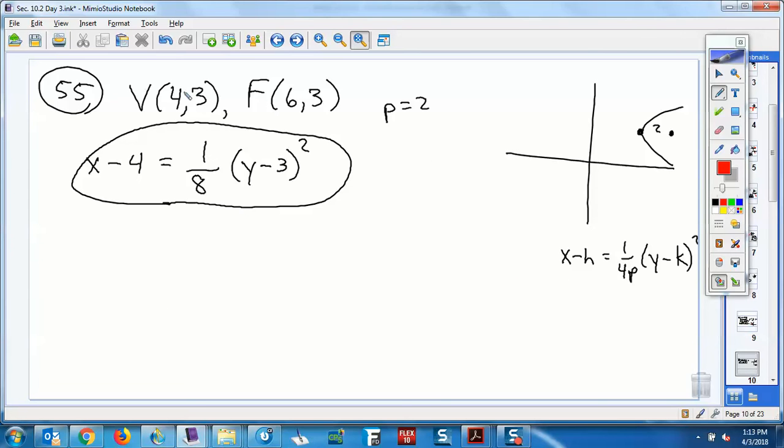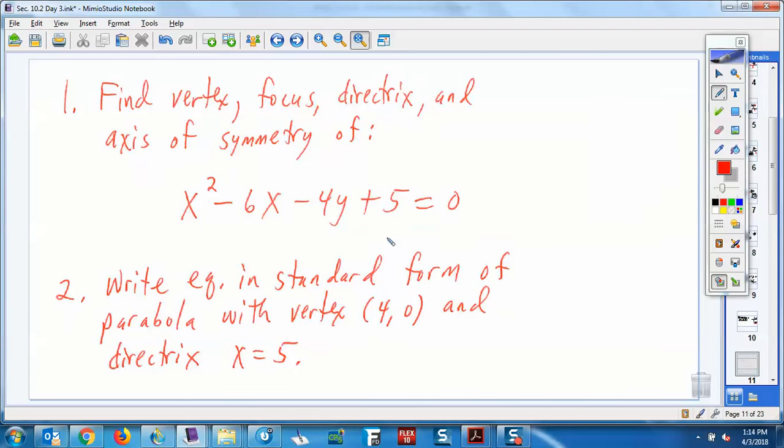And for the next one, we got the vertex here, (4, 3). We got the focus at (6, 3), so we know p is 2. We know it opens sideways, so it's got to look like this. We know p is 2, so that makes this 1/8. Our vertex, so 4 is going to go by the x, 3 is going to go by the y, and there it is.